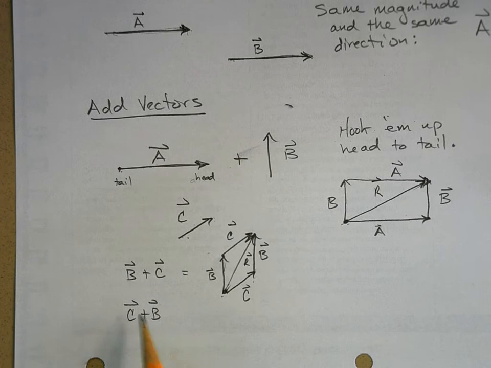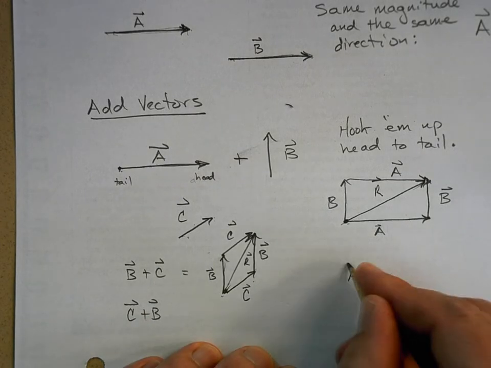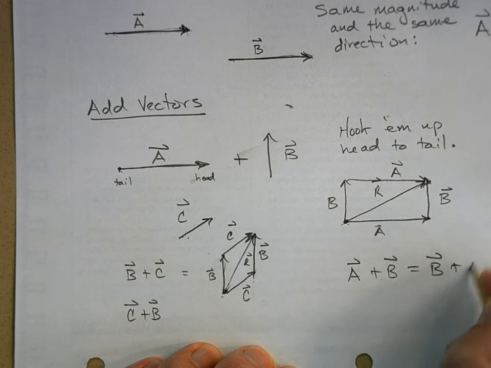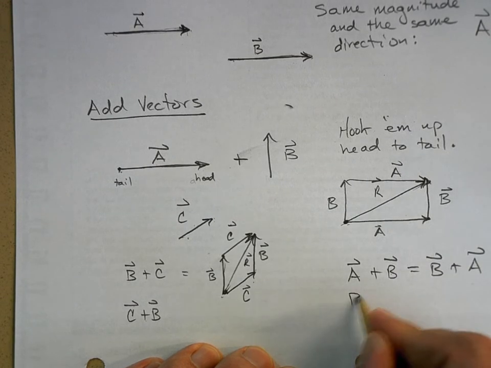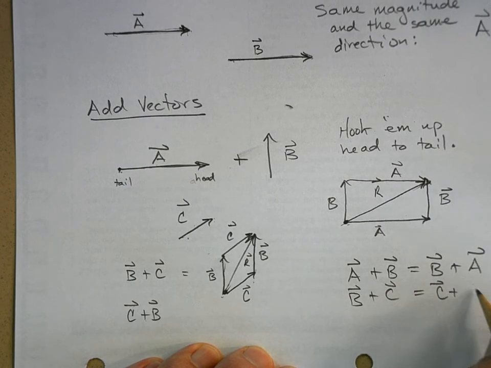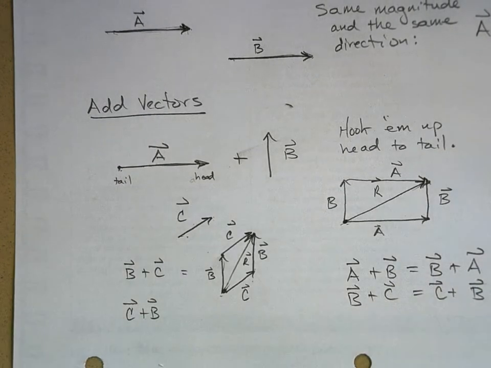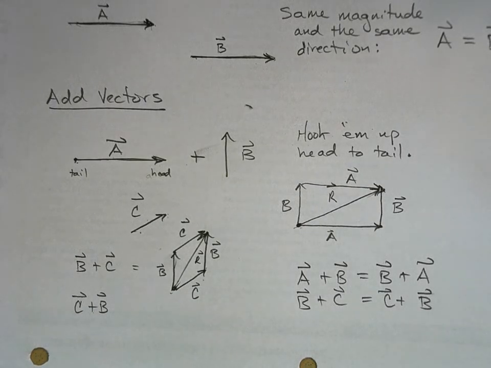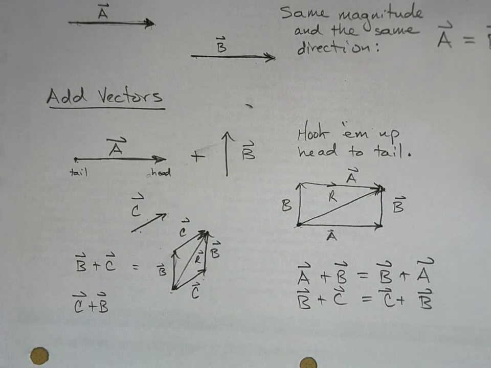So what this tells us is that A plus B equals B plus A, or actually B plus C equals C plus B. In other words, it doesn't matter what order you add the vectors together. I think that's a commutative property, right? You commute the things. And we did the same thing with scalar arithmetic, right? 2 plus 3 equals 3 plus 2. It doesn't really matter. So that's vector addition.